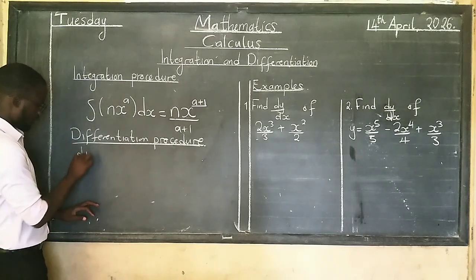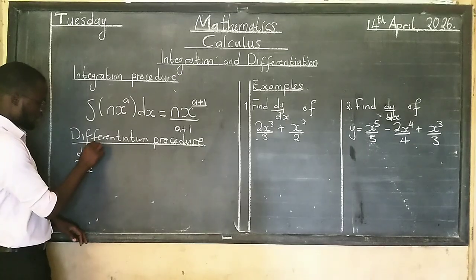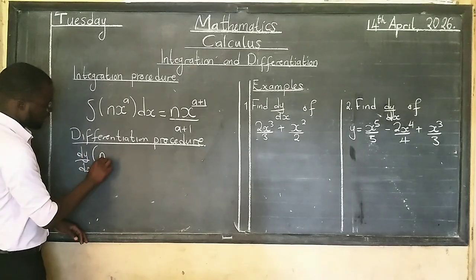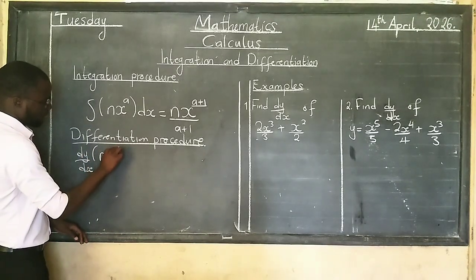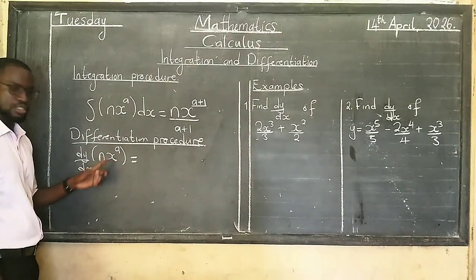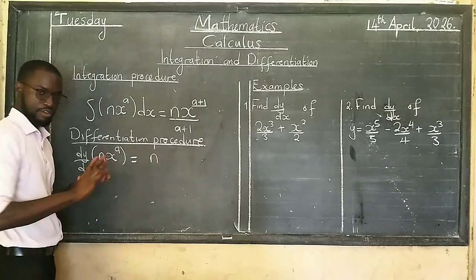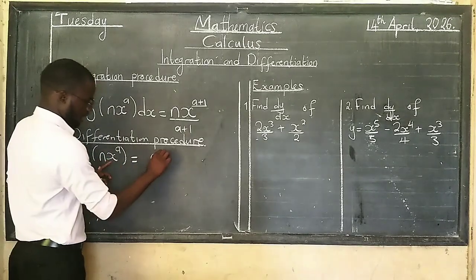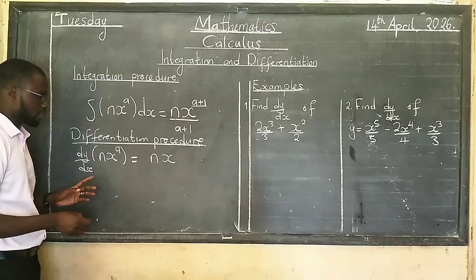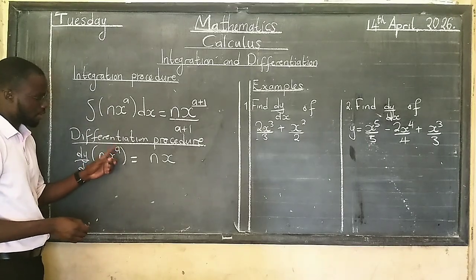They say dy dx. So finding dy dx of n x to the power n. How do you find dy dx of this? Again, the n comes as it is, unaffected. The x comes as it is, unaffected. Then, here, the a up there.